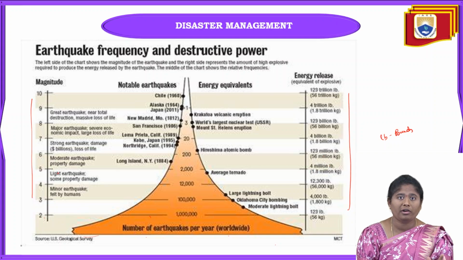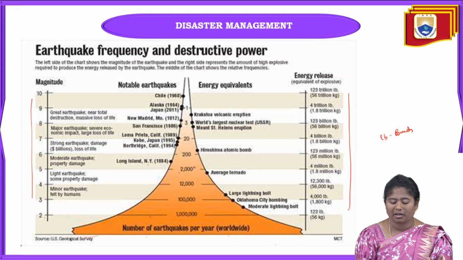Next one is moderate earthquakes. Property damage will be there, and this type of earthquake, a 6 magnitude earthquake, occurred in 1834 in New York. Almost 200 to 2000 earthquakes occur at that time, releasing energy of 123 million pounds.